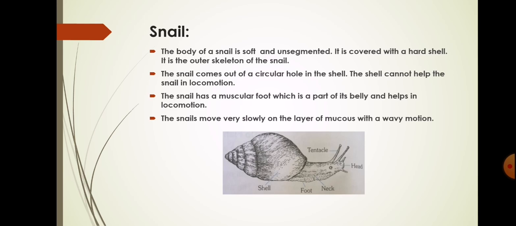A snail moves very slowly, and while moving, it secretes a sticky mucus.